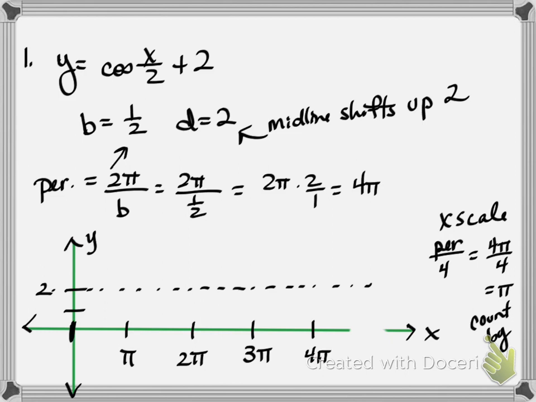Then double check your function. This is cosine, and our amplitude is 1, so we're going to go up as far as 3 and down as low as 1. Cosine starts high, crosses the midline, hits its low part, crosses the midline again, and finishes high.